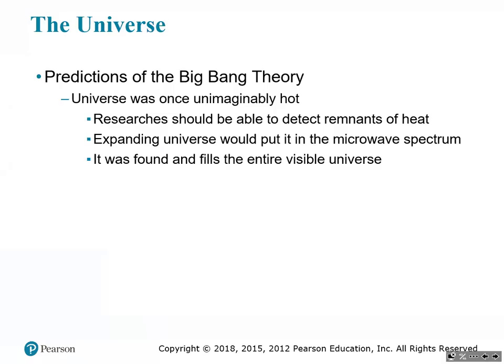But some of the predictions of the Big Bang Theory: the universe was once unimaginably hot. And that means that researchers should be able to detect the remnants of that heat. There should be a point where the universe was so hot it was basically opaque and glowing, much like the surface of the sun. Turns out going back in time through the history of the universe is kind of like approaching a star. So there was a point where the universe was hot enough and dense enough to be opaque like the surface of the sun. So we should be able to detect that.